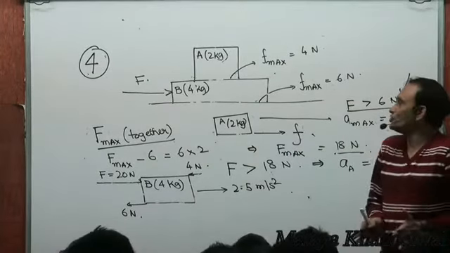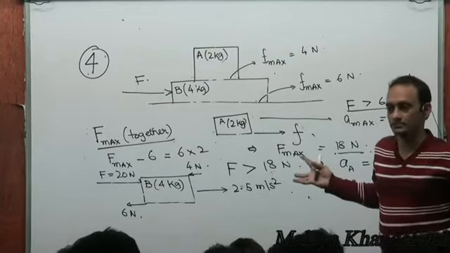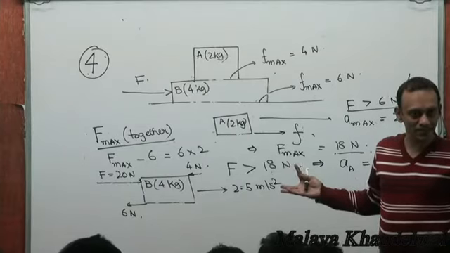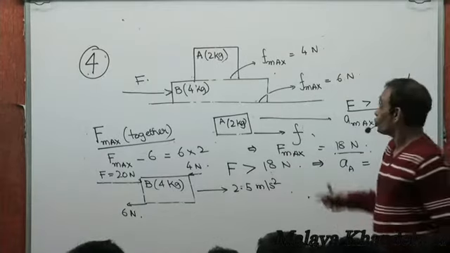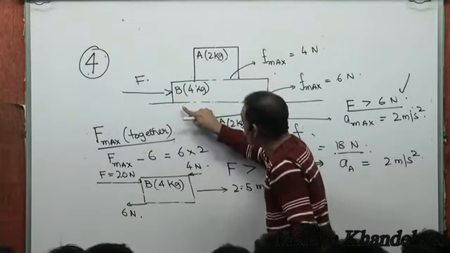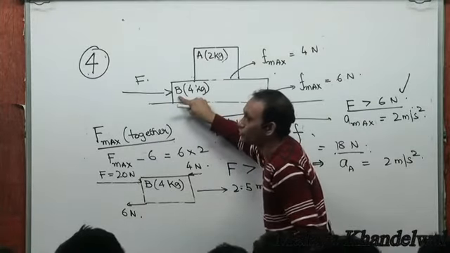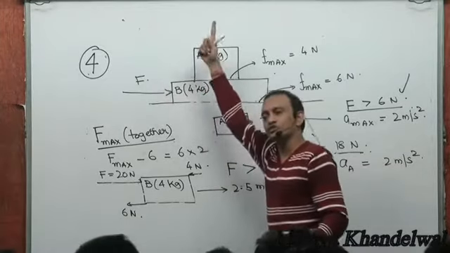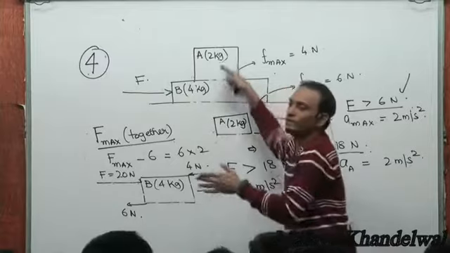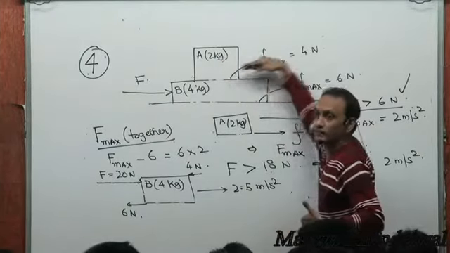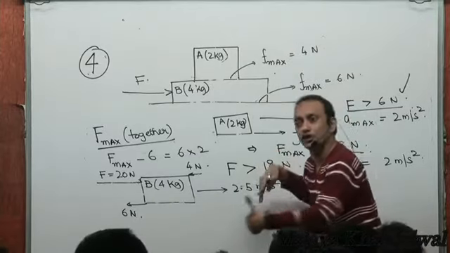So for F less than 6 newtons, no activity in the system. Both A and B will have 0 acceleration. But for F varying from 0 to 6 newtons, the frictional force between ground and B grows from 0 to 6 newtons, right? For F greater than 6 newtons up to 18 newtons, A and B move together with common acceleration. Frictional force drives A. A is driven by friction alone.